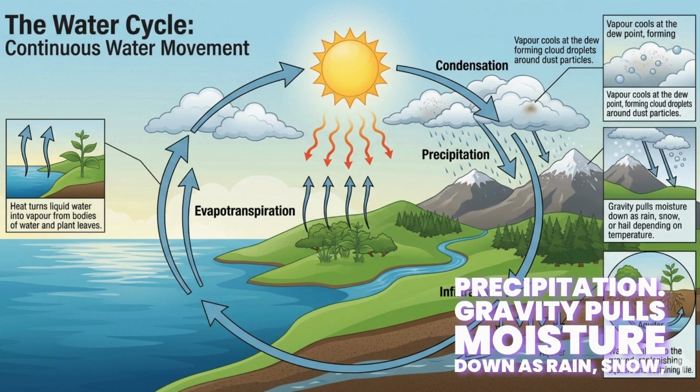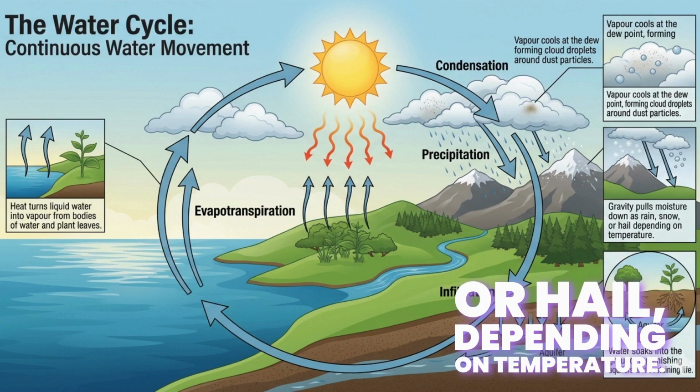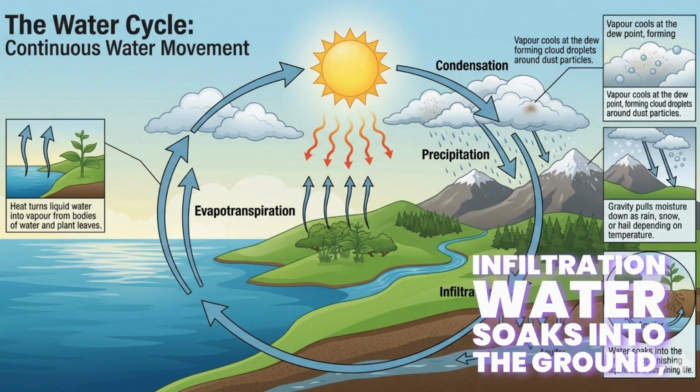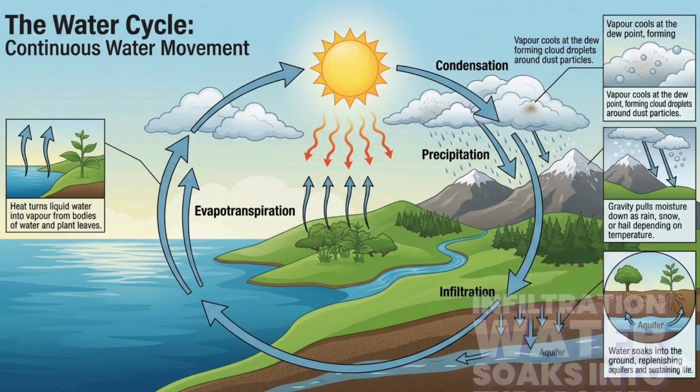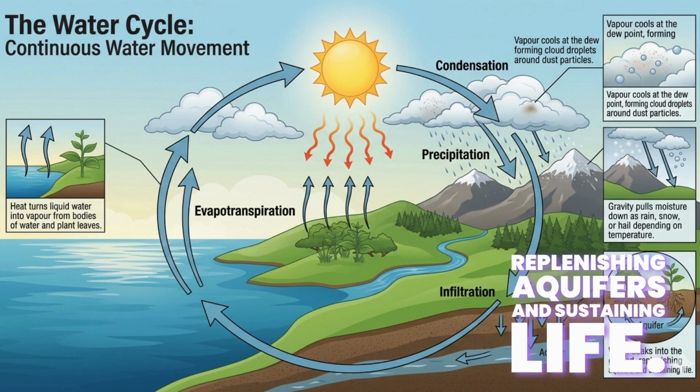Precipitation. Gravity pulls moisture down as rain, snow, or hail depending on temperature. Infiltration. Water soaks into the ground, replenishing aquifers and sustaining life.